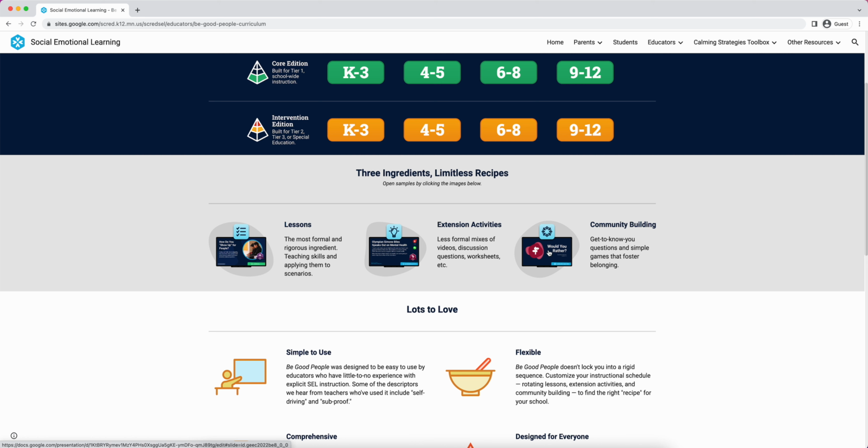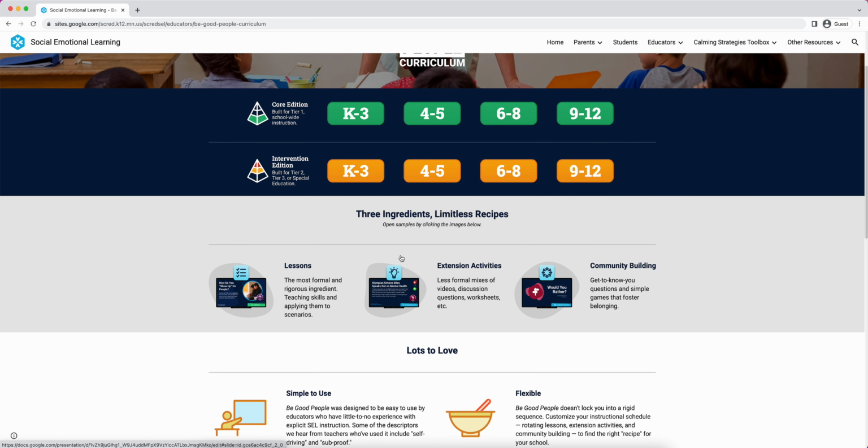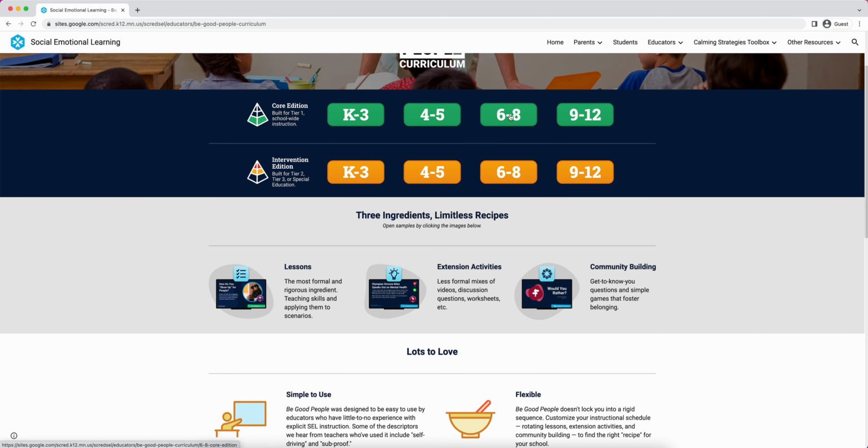And community building is not content focused. So these two, lessons and extension activities, are pointed at specific 6 through 8 SEL benchmarks, whereas community building is would-you-rather questions, icebreaker questions, and the point is just to get to know each other better. So without further ado, I'm going to click on 6 through 8.